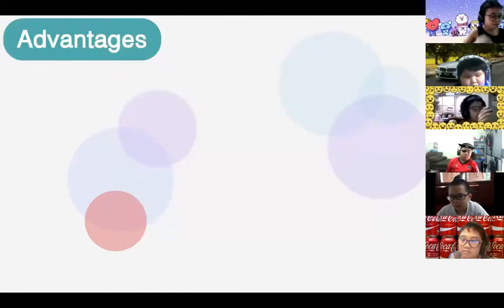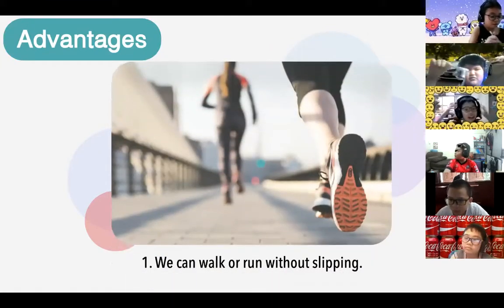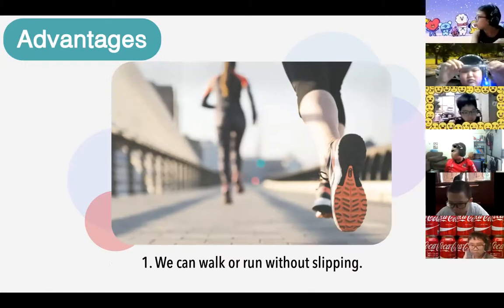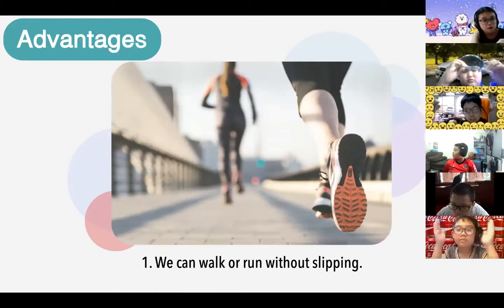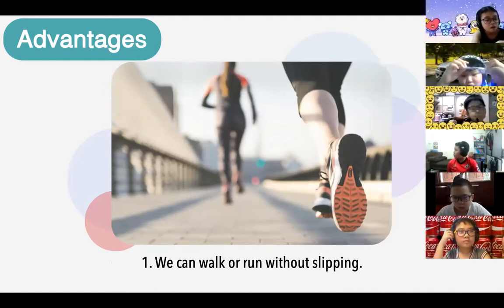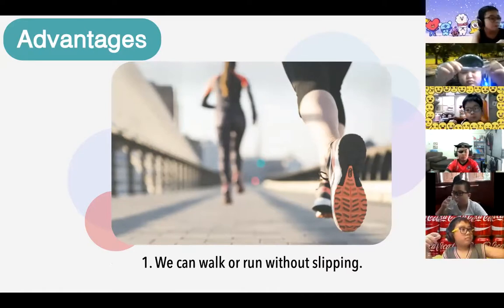Now let's go to advantages. There are 3 examples of advantages. We can walk or run without slipping. Slipping here is not sleeping on the bed. Slipping means you will not fall down. You will not slip or fall on the floor. So the advantage here is that the rubber under the shoes becomes quite good with friction force.